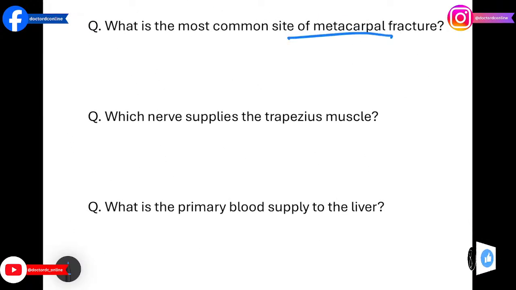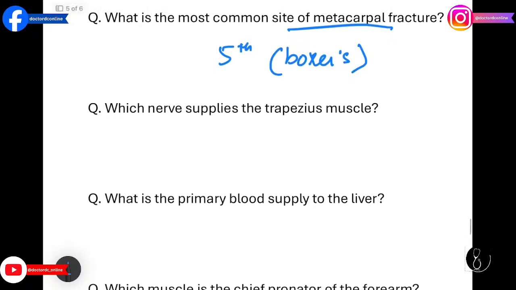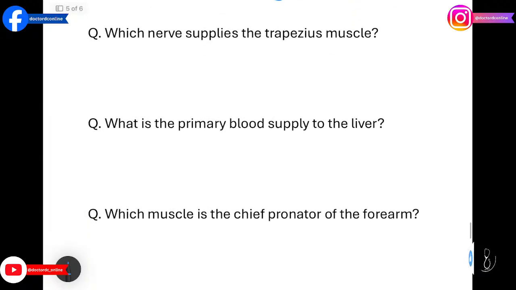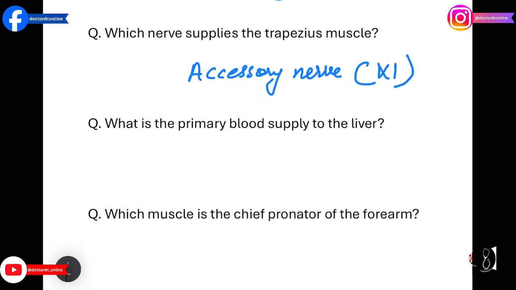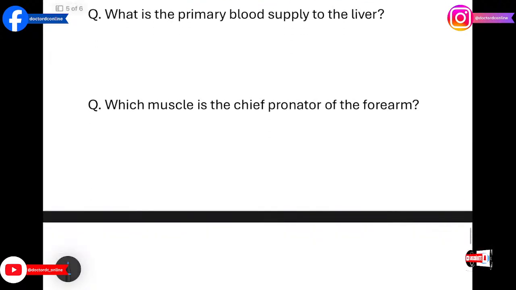The next question is what is the most common site of metacarpal fracture? And the answer is the fifth metacarpal, that is Boxer's fracture, because it occurs from punching a hard surface, affecting the neck of the bone. The next question is which nerve supplies the trapezius muscle? And the answer is the spinal accessory nerve, CN11. It provides the motor innervation, and sensory input comes from C3 to C4.